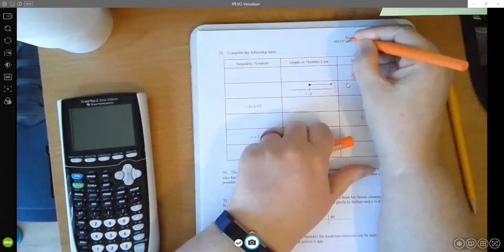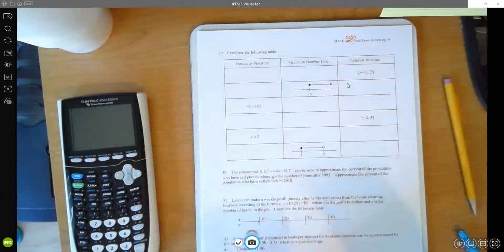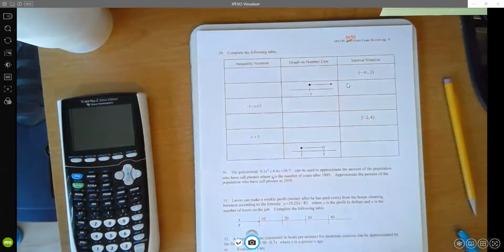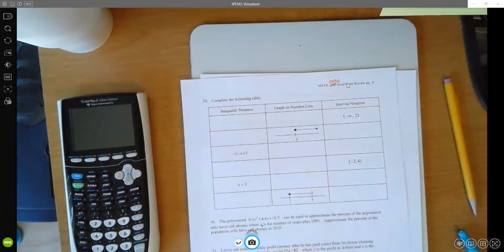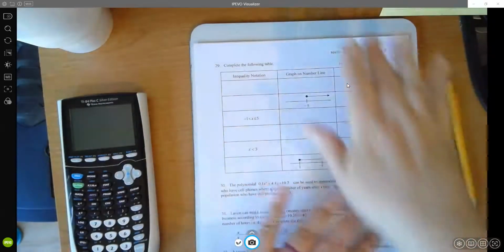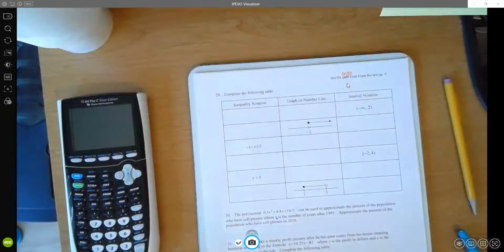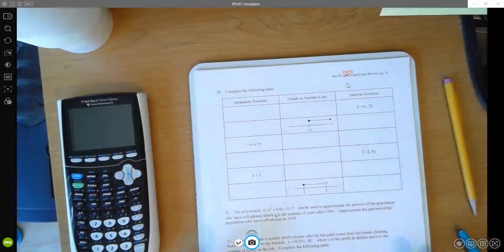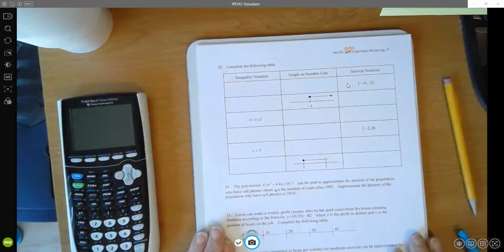So we are working through the Math 0030 Final Exam Review, and we are up to page 9. I have finished both page 7 and 8. I am all the way up to page 9, and we're on problem number 29, and we're asked to complete the following table.